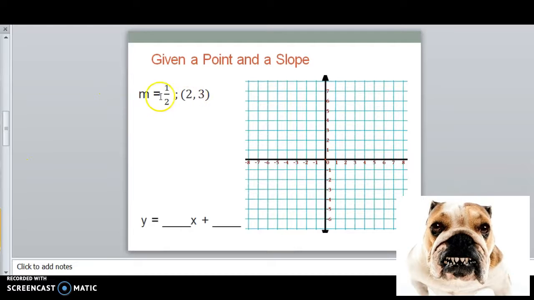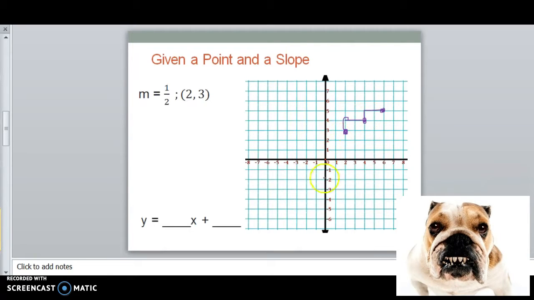Here's another example. I want you to pay close attention to this example. I'm going to graph my point 2, 3, and I'm going to use slope to determine where my next point will be. If I rise 1 and run 2, rise 1, run 2. If I keep going, I'm getting further and further away from my y-axis.